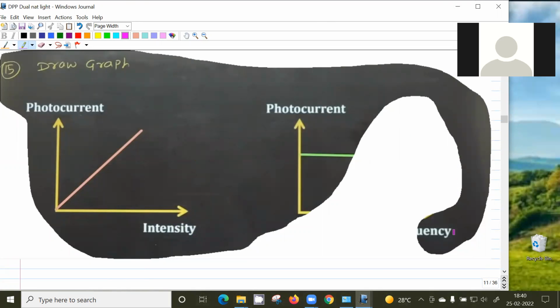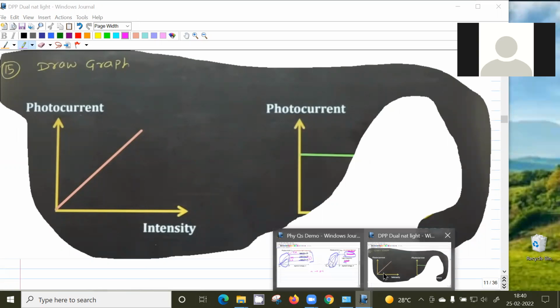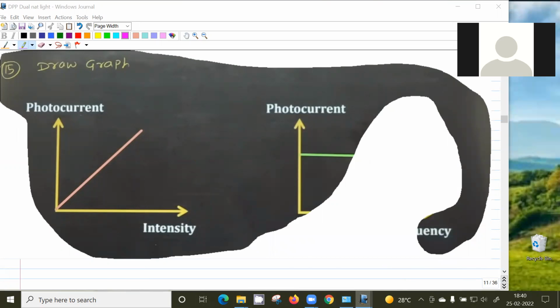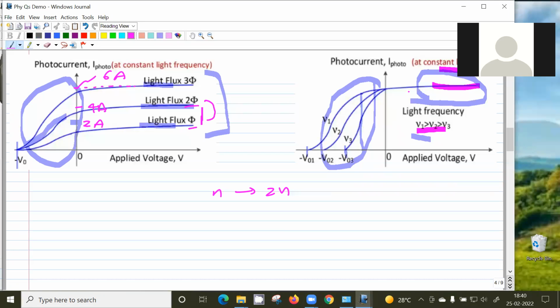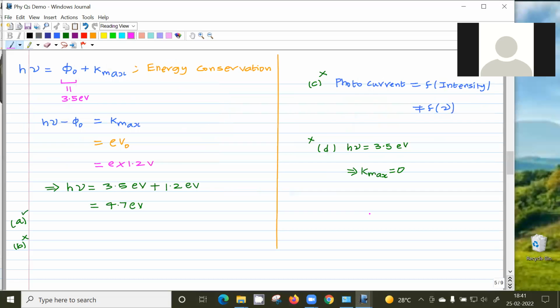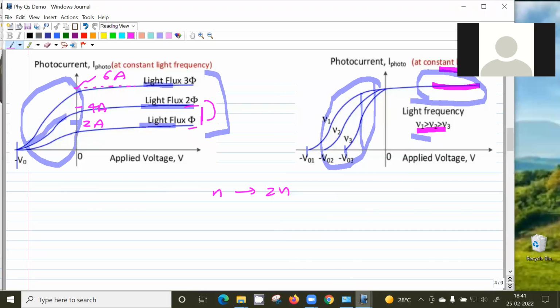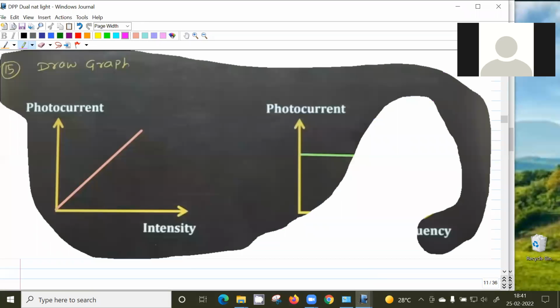And photocurrent with frequency: the saturation value will not change with frequency. Photocurrent is the saturation value, so the saturation value is not changing with frequency. It is constant with respect to frequency. That's why it's shown like this.